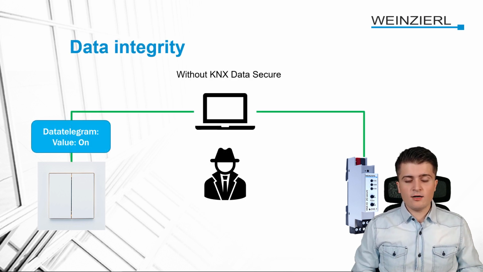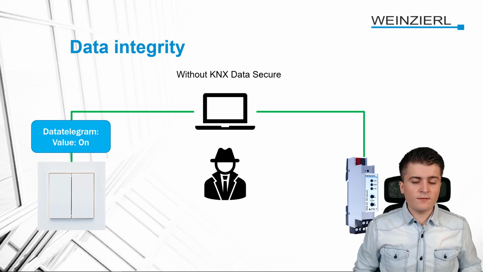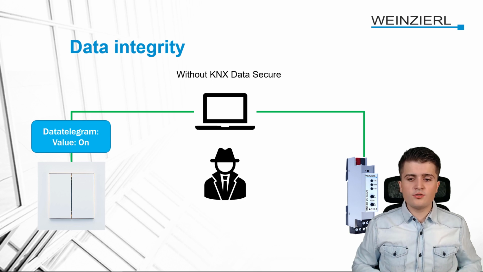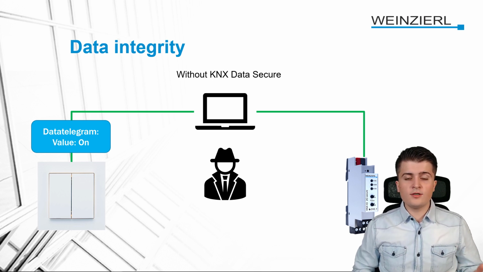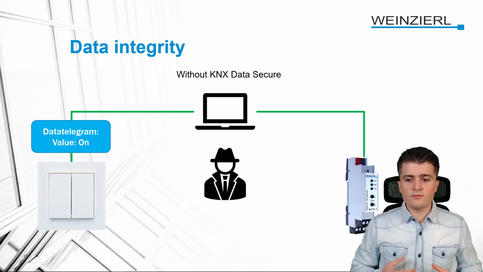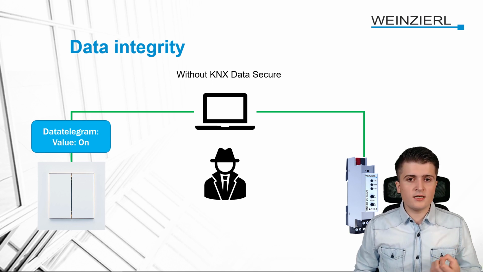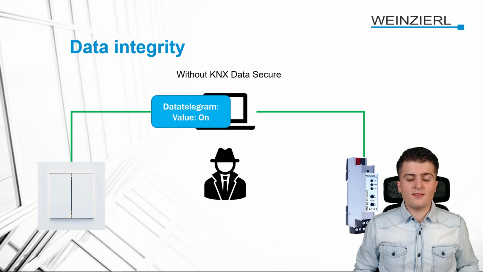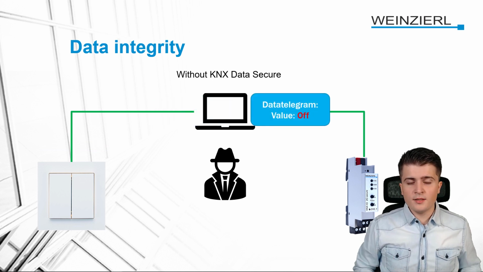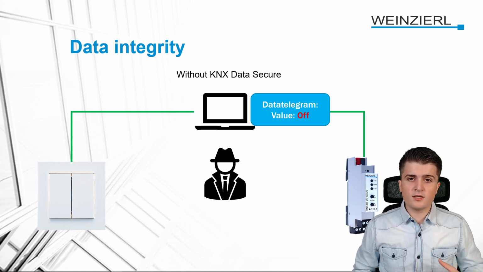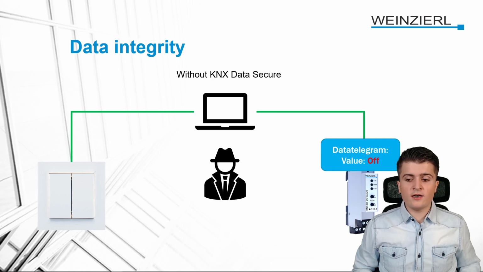Next up we have data integrity. Now let us take a look at this example for data integrity. First of all, without KNX Data Secure. An attacker is going to hook up to the line so that it can read the messages being sent and then manipulate those messages being sent out. So here in this example, the push button sensor is being pressed. It sends the data telegram with the value on, and the attacker does a man-in-the-middle attack, so it will read the data telegram, manipulate the values, and instead of sending the value on, it will send the value off, and the KNX switching actuator doesn't notice that at all and simply reacts to this telegram.